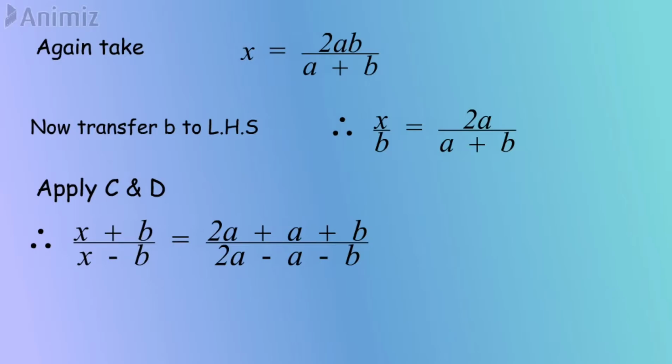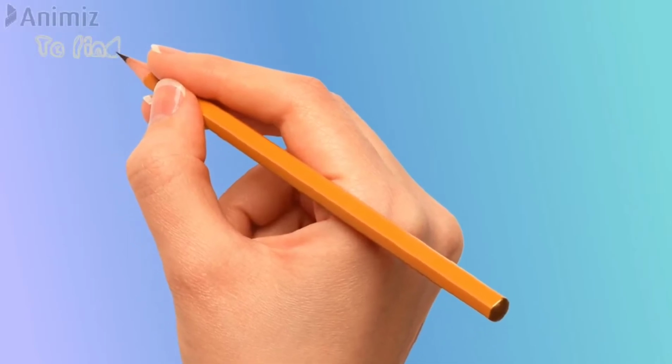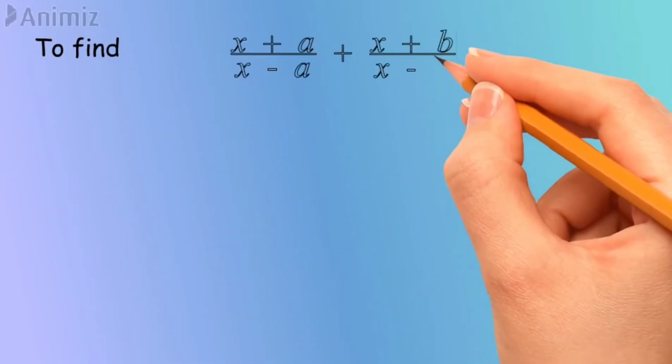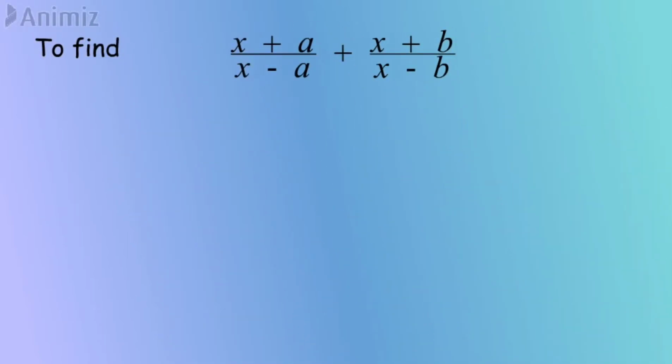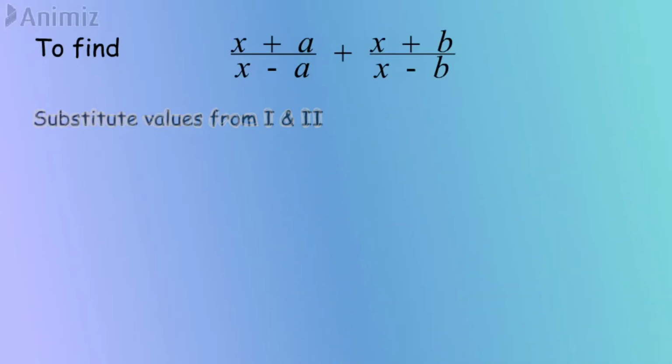Now simplify the right hand side. Left hand side will remain as it is. On the right hand side you will get 3a plus b upon a minus b. Consider this as the second part. We will utilize it afterwards. Now in the question you are asked to find the value of this term: x plus a upon x minus a plus x plus b upon x minus b. Now substitute values of these from the first and the second part which you have solved earlier.